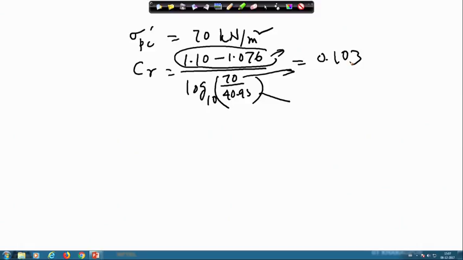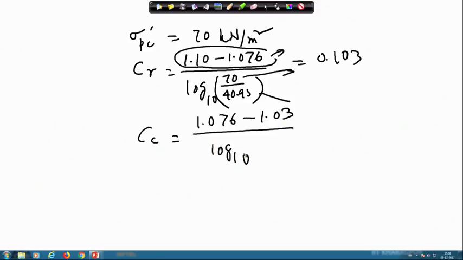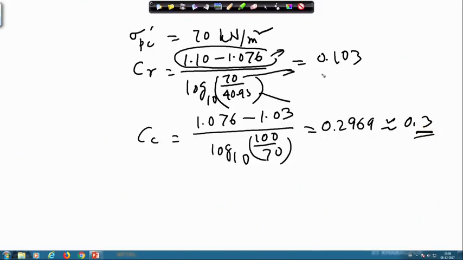Similarly, CC will be from PC and beyond, a portion of the curve, from which you will get CC. So, CC will be equal to, corresponding to pressure 70, 1.076 minus 1.03 when pressure equals 100, divided by log 10 base 100 by 70. From here you will get 0.2969, which is approximately equal to 0.3. So, CC is 0.3 and CR is 0.1.